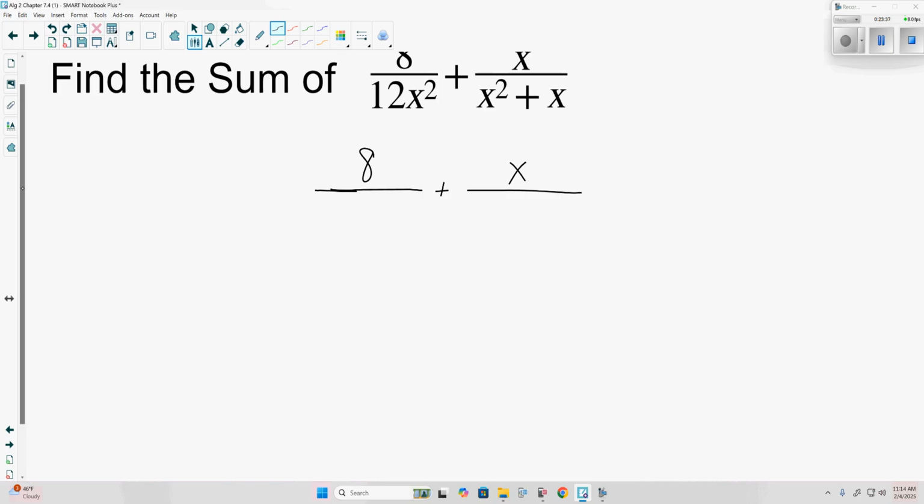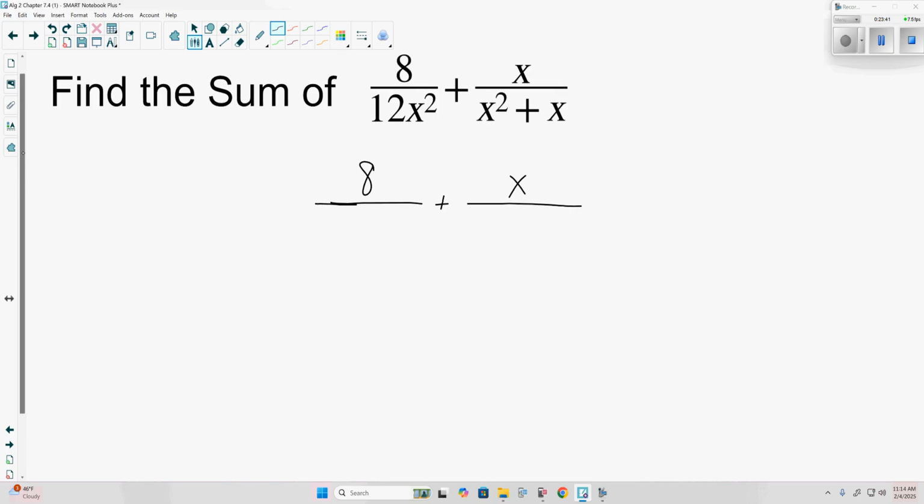Now we need to make sure we factor both denominators as far as they can possibly go before we find the least common denominator, the least common multiple for the bottoms of these fractions.